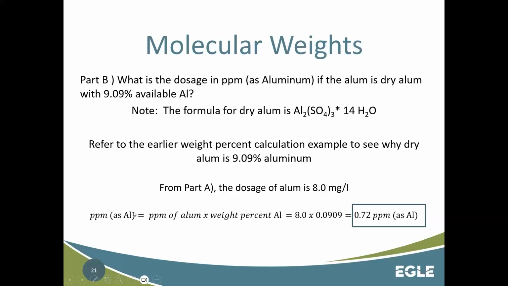So ppm as aluminum ion is going to be your ppm of alum times your percent weight of aluminum ion. That makes sense because we're looking at our total weight times the percentage that's aluminum ion, and that's what we're interested in. So we have 8 ppm times, and here you'll notice they've just taken the percentage and converted it to a decimal. All you're going to do is divide it by 100 and move the decimal up 2 spots. 1, 2, got to add a 0. 0.0909, which comes out to 0.72 ppm as aluminum ion.